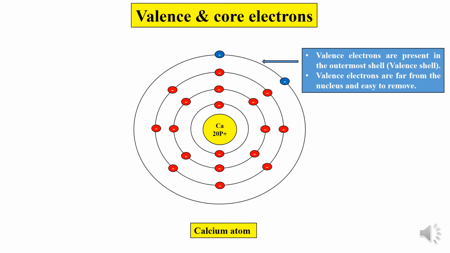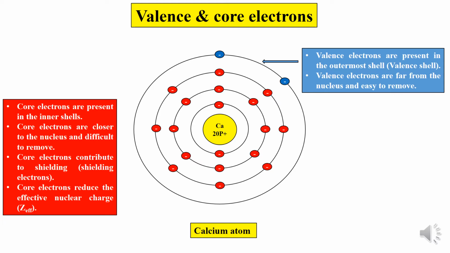Now the valence electrons are those electrons present in the outermost shell, also called the valence shell. And these valence electrons are far from the nucleus and easy to remove. So why are valence electrons easy to remove? Because as they are far from the nucleus, they experience a weak attractive force towards the positively charged protons present in the nucleus of the atom, and thereby less amount of energy is required to remove the valence electrons.